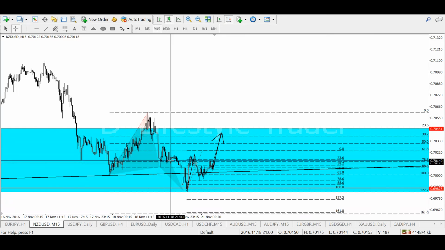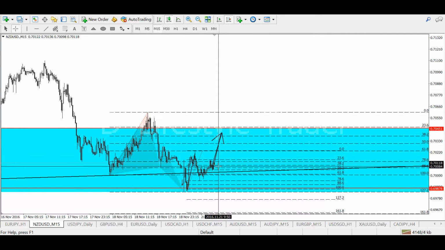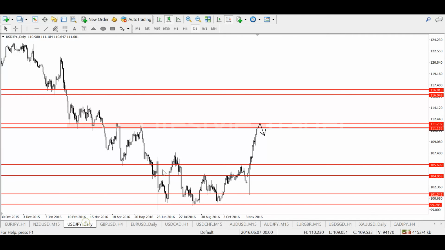It's close to 100. I think 88.6% is the best price to buy. However, with this inverse head and shoulders pattern, I do expect that the price may continue to appreciate further very soon. All right, so that is for the Kiwi against the US dollar. And let's talk about dollar against the Japanese yen.